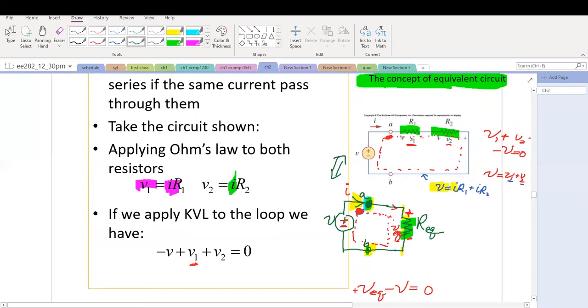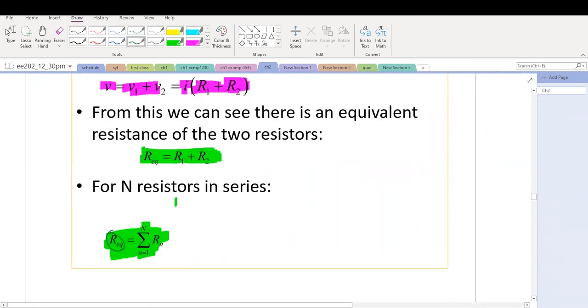If I have more resistors in series, the equivalent resistance is Req equals the summation of Rn, n equals 1 to big N. N is the number of resistors in series connection.